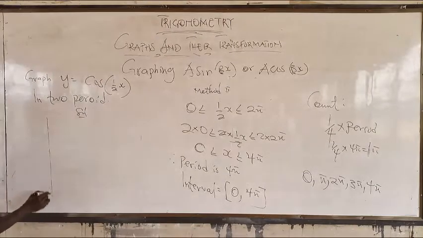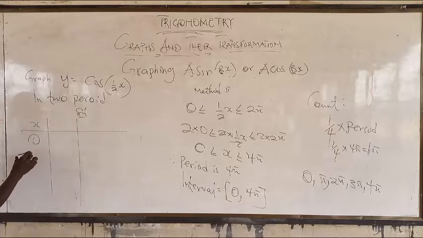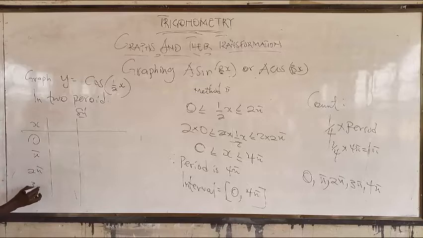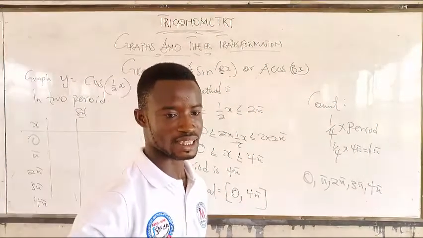So for the table, we start from 0, pi, 2 pi, 3 pi, and 4 pi. Now, take your calculators and let's move on.